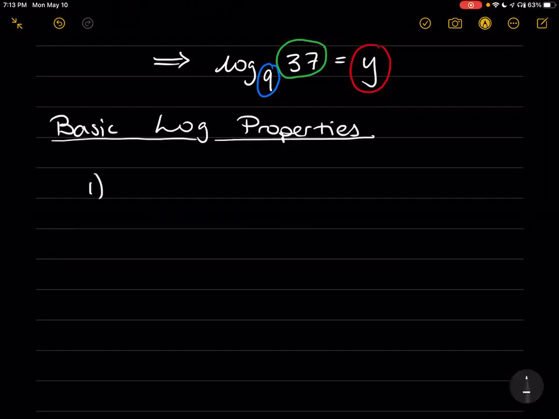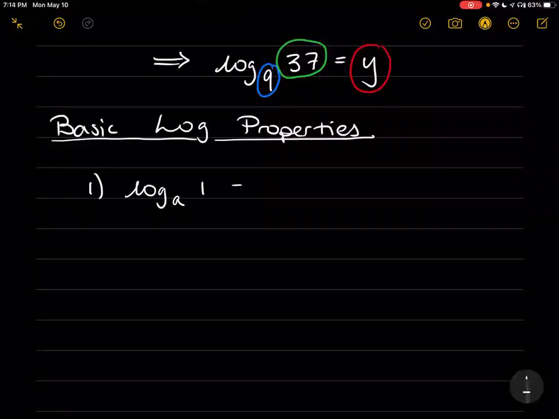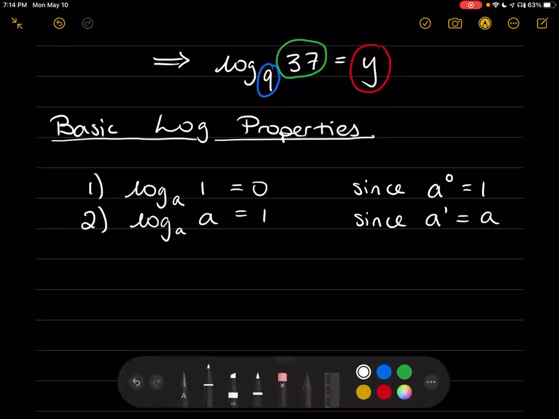So first, log base a, so a is any number here, of 1 is always equal to 0. And that's since any number raised to the 0 power is always going to be 1. We saw that in chapter 1. Second log property is that log base a of a is going to be 1. And that's since a raised to the 1 power, so any number raised to the 1 power is just, oops, not 1. You get back itself again.